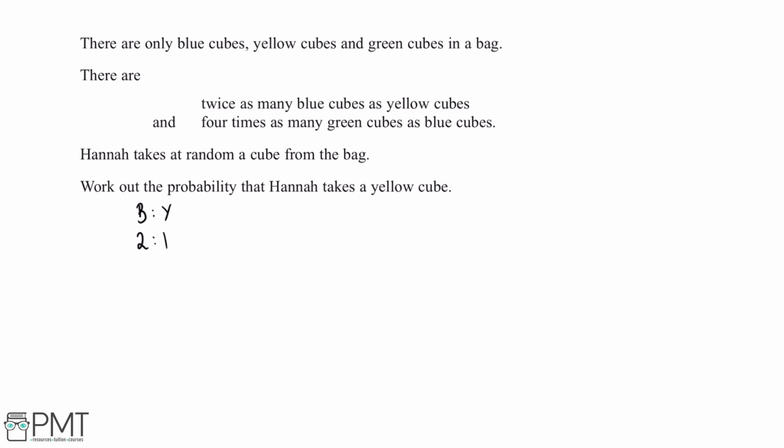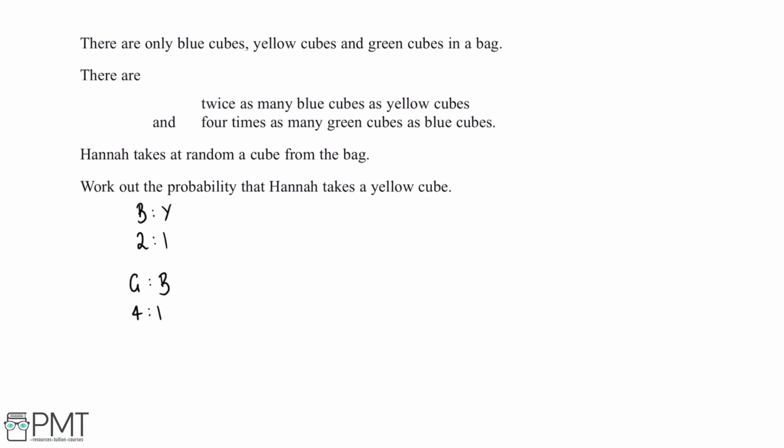Now we can do the same thing for the green and blue cubes. So we've been told there are 4 times as many green cubes as blue cubes. So what this means is the ratio of green cubes to blue cubes will be 4 to 1. So as before, what this means is for every blue cube, there will be 4 green cubes, and therefore 4 times as many green cubes as blue cubes.